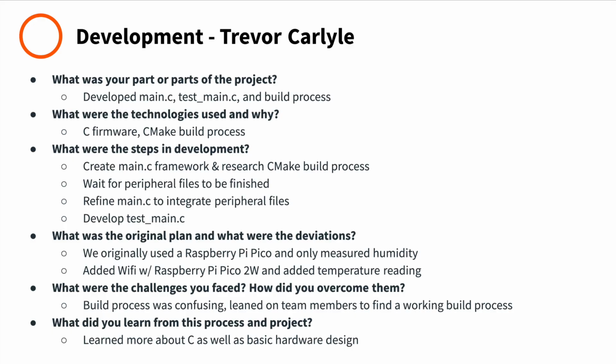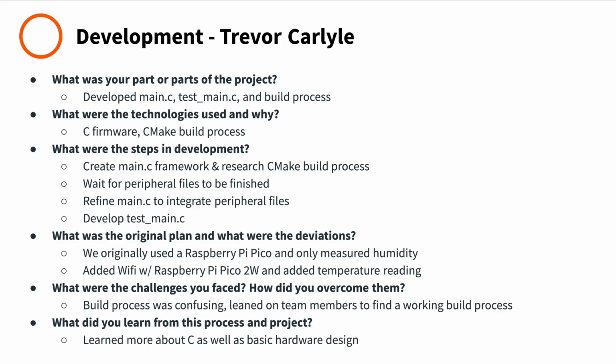My main contributions for development were developing the main.c and test main.c files, as well as figuring out the CMake build process. The main technologies I used were the C programming language as well as the CMake build process. The main steps in development involved creating the main.c framework and build process, then waiting for my teammates to complete their peripheral files, and once the peripheral files were finished, I refined main.c and then developed the test main.c file.